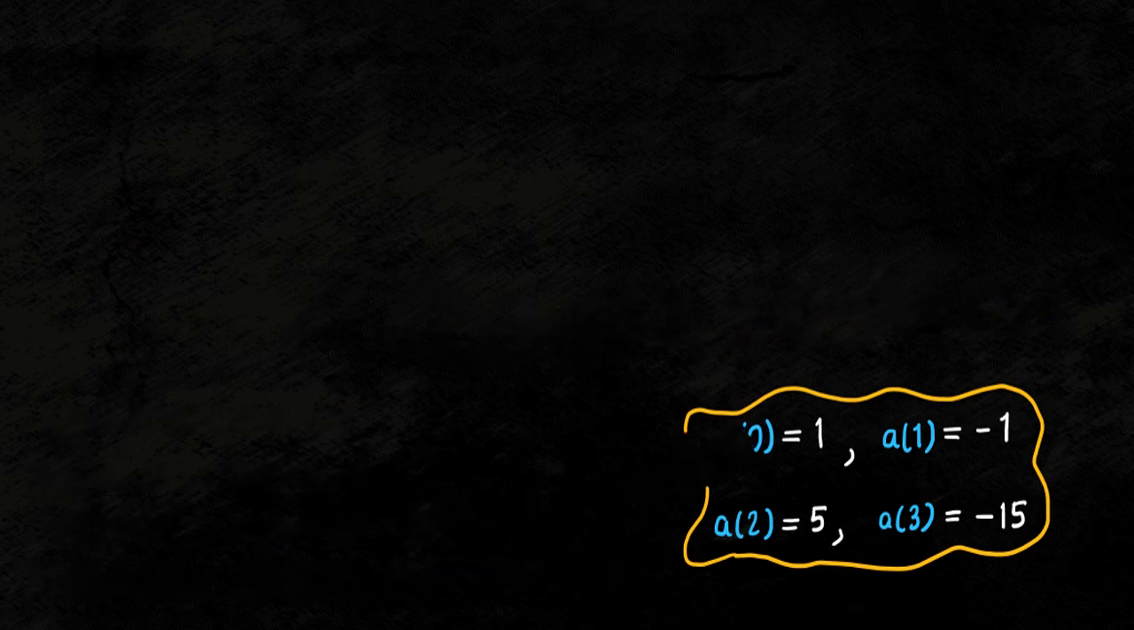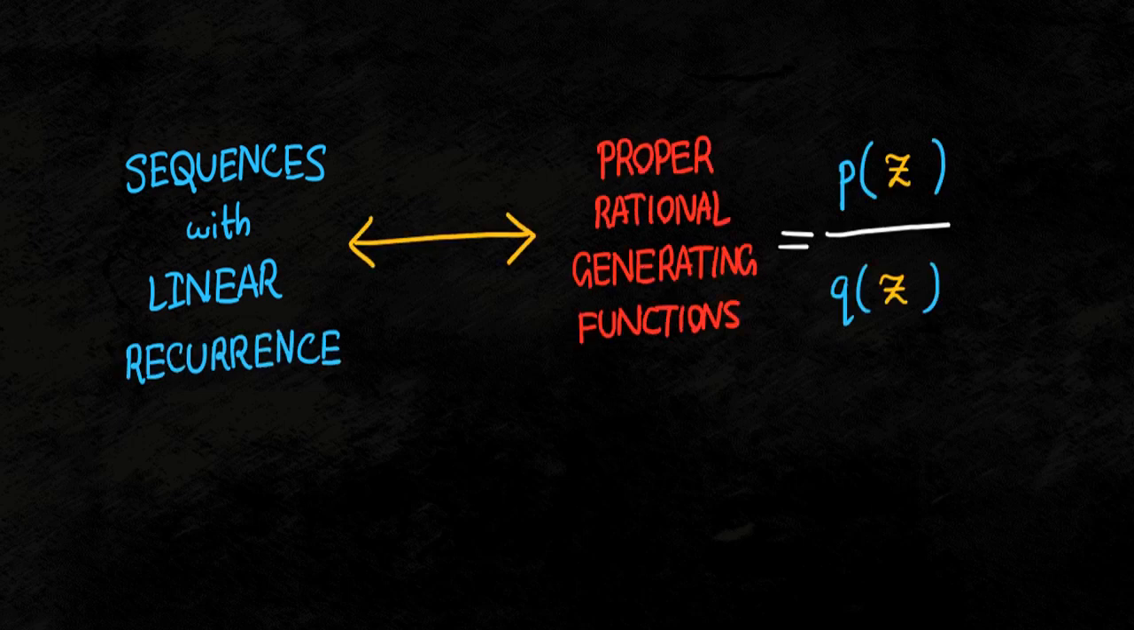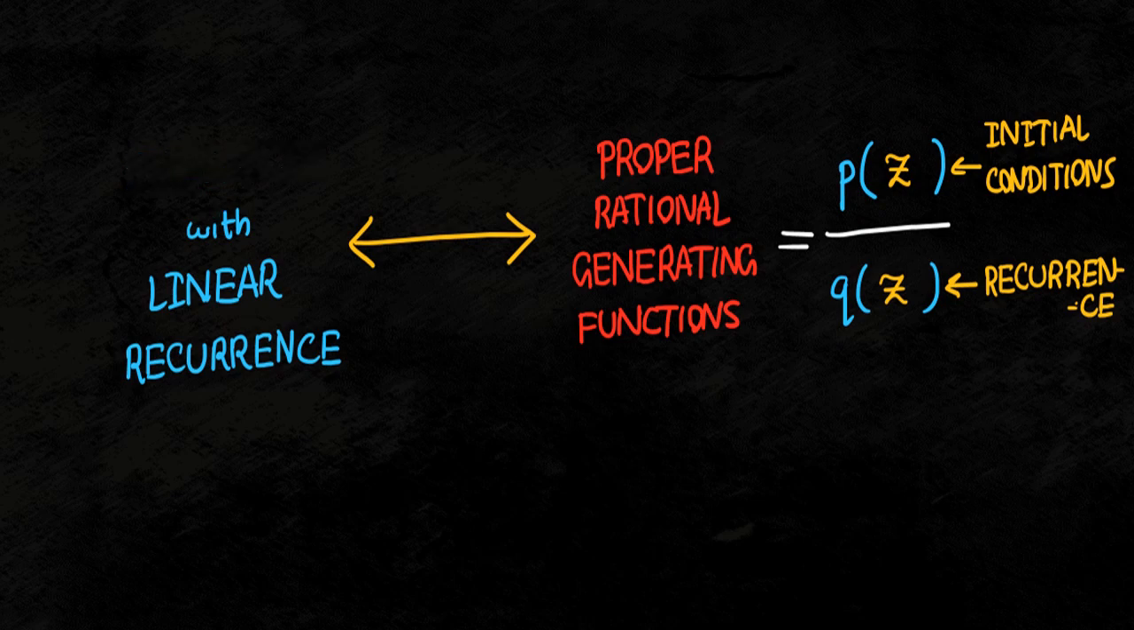Now, it is quite obvious that this trick will work in general. So, we have constructed the correspondence between the sequences with linear recurrences and the proper rational generating functions. The denominator always uniquely determines what the linear recurrence is with an easy rule to remember, and the numerator always uniquely determines the initial conditions. Wait, why are we doing this again? Oh yeah, substituting negative numbers.